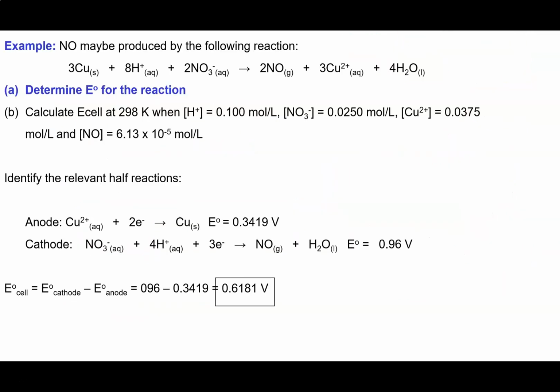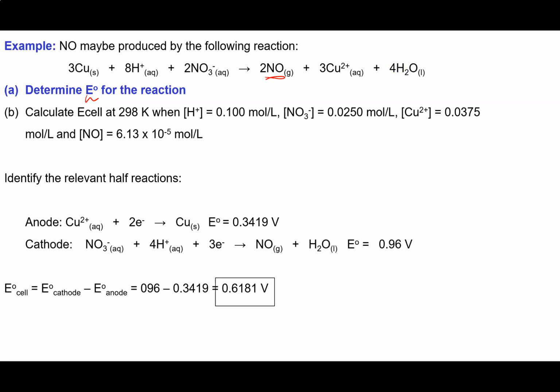Okay, so here's a super complicated reaction. It's the oxidation of copper by nitric acid, and it makes this nice brown gas called NO, nitrogen monoxide. So what do we got here? We got 3 coppers reacting with 8 H pluses and 2 nitrate anions to give 2 NOs, and 3 copper 2+ ions and 4 moles of water. So the first thing we're going to do is determine the standard cell potential for this reaction.